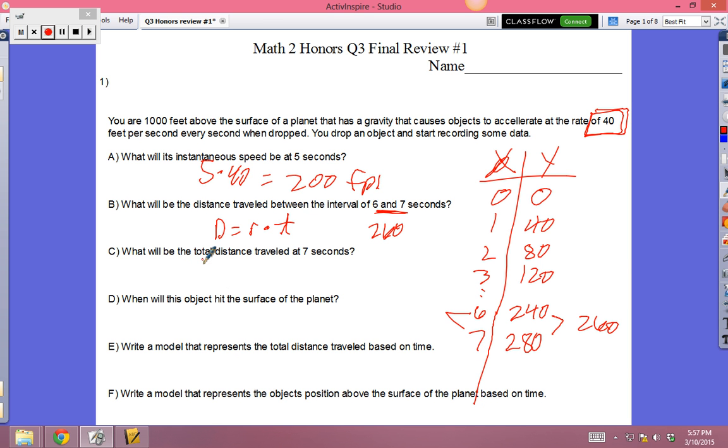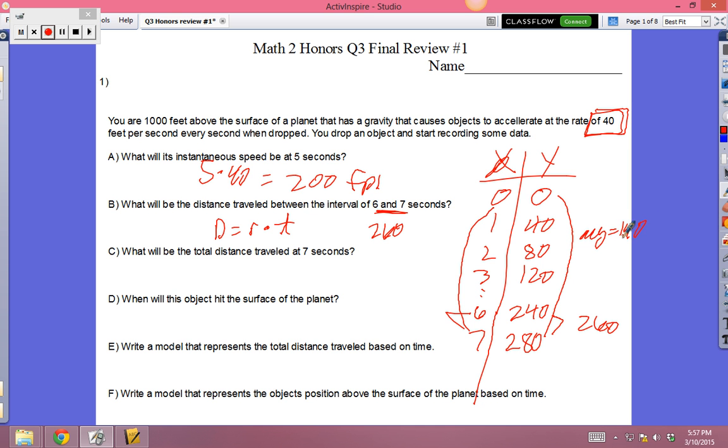Now the total distance, that is going all the way back to 0. So at 0 the speed was 0, and at 7 it had increased all the way to 280. Same thing, we've got to use somewhere between the slowest and the fastest, 0 and 280. So the average between 0 and 280 is 140.